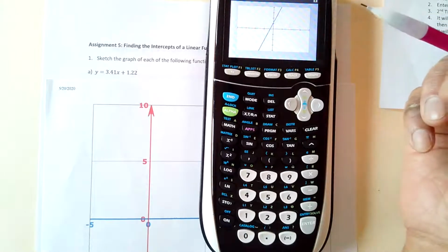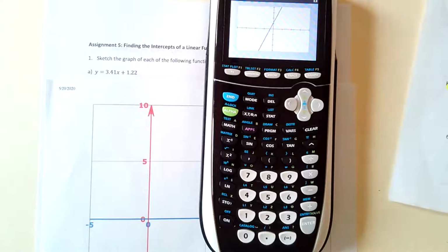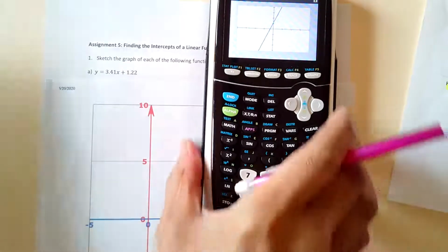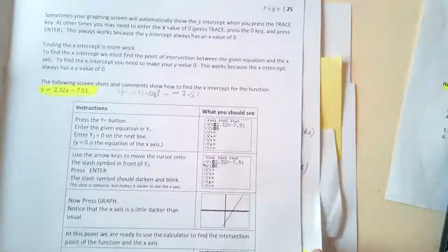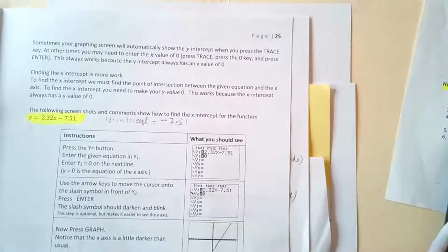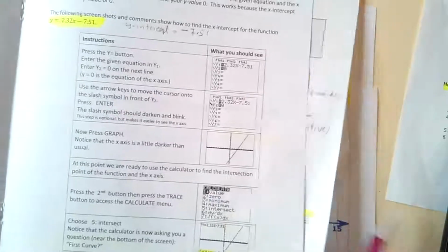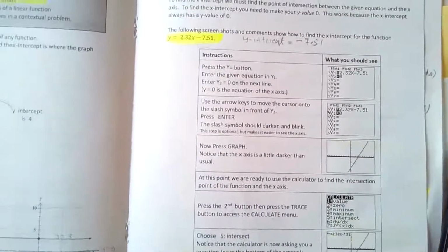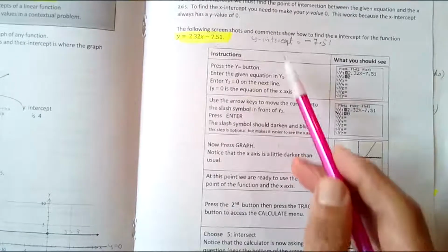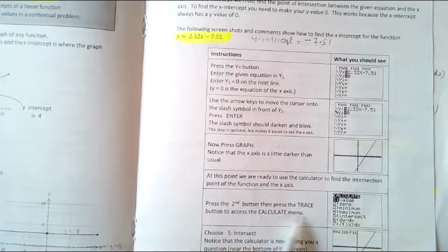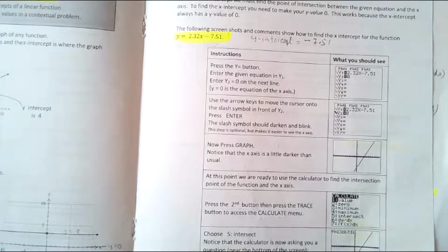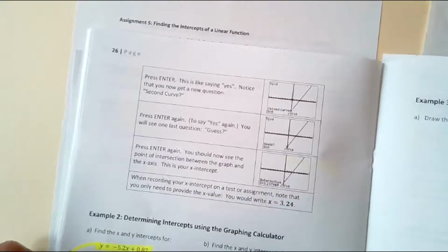So we'll have to perform the process of finding the x and y-intercept. Now, all of this is in your booklet on page 25. If you need to look at what the screen would look like, you may want to go to the booklet on page 23 and follow this. Here is your equation, and now define your y-intercept. And the next page will give you the instruction to find the x-intercept.